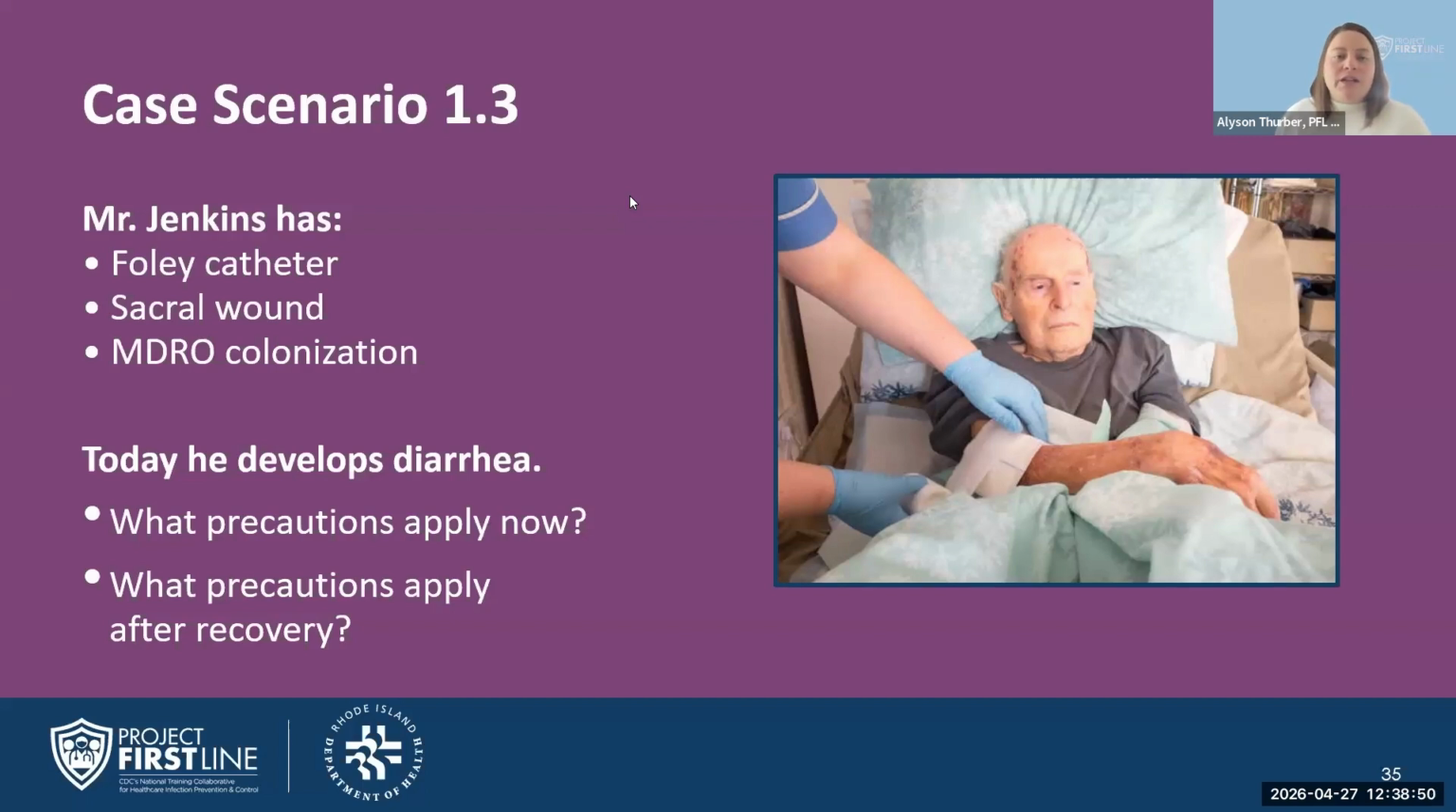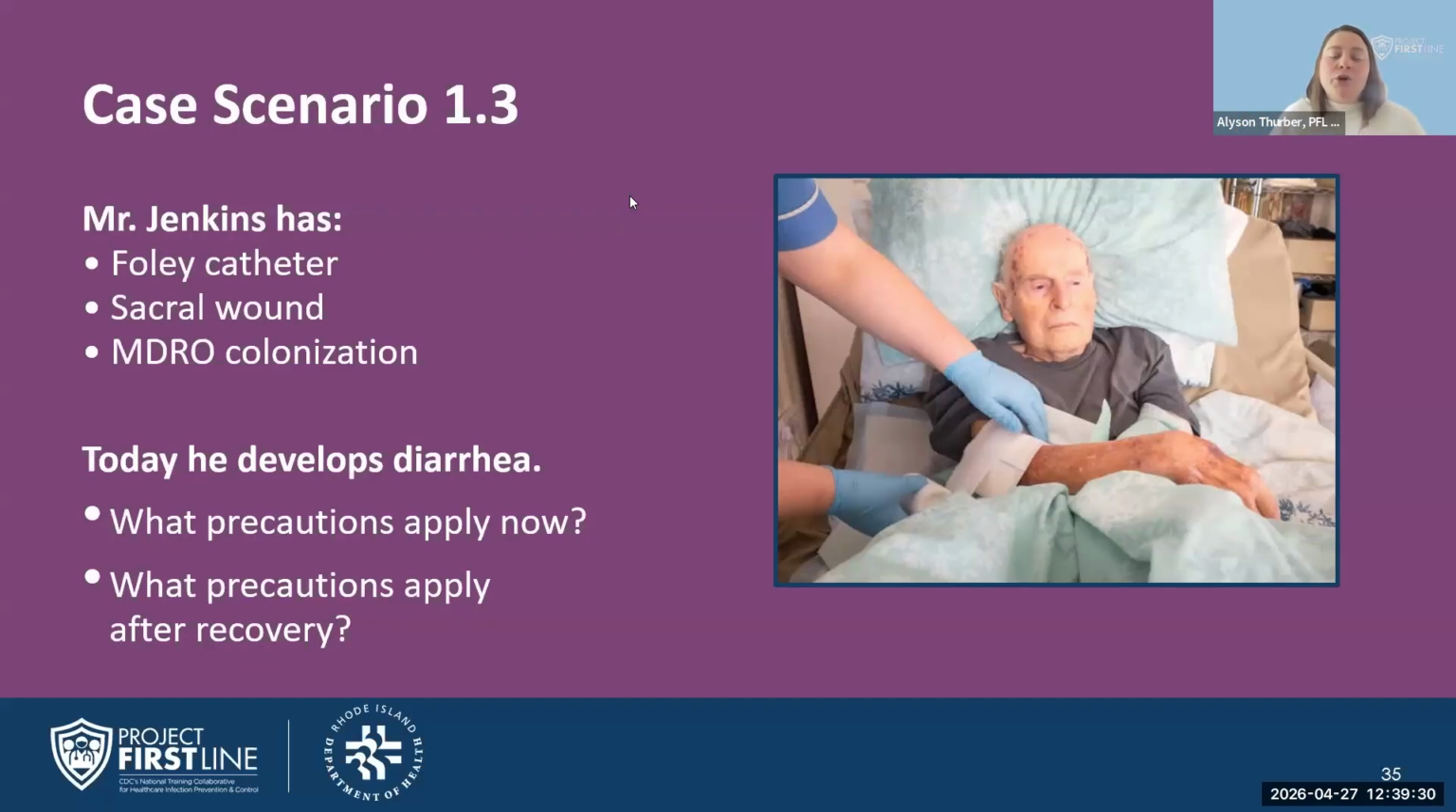How about when he recovers? When he recovers from his diarrhea illness, he's no longer deemed infectious with that. What precautions, if any, would he be on? EBP. Good, good. So once his diarrhea resolves, Mr. Jenkins will no longer need contact precautions. Instead, he will return to enhanced barrier precautions. And again, this is already applied to him because he's high risk for MDRO acquisition related to his Foley and his wound. And then, of course, he already has pre-existing MDRO colonization. So we would go with EBP.